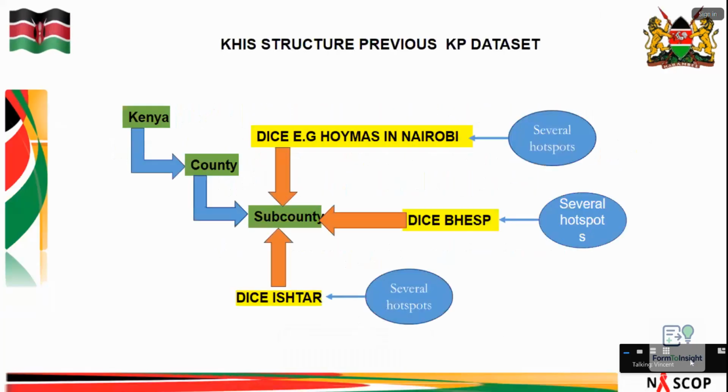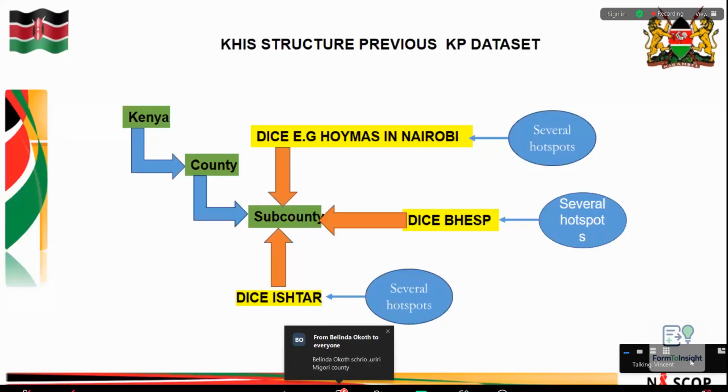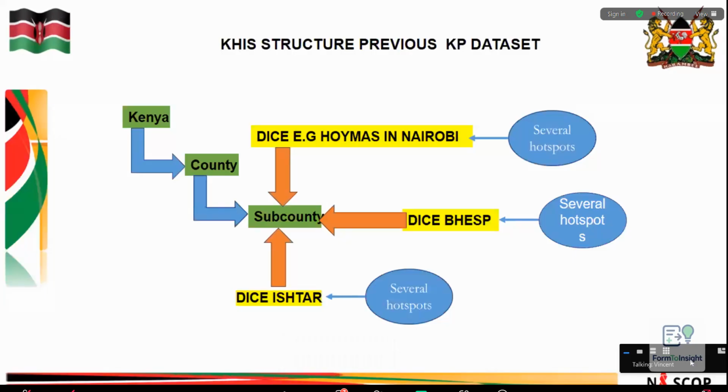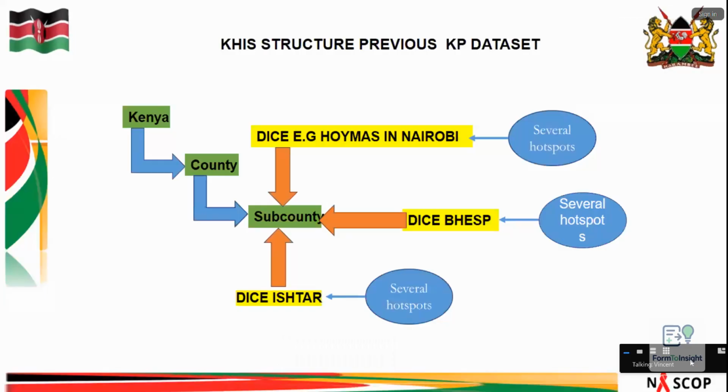So this is the previous KHIS structure where we used to report at sub-county level. You remember there was no need for the DICE to be physically located in the sub-county of implementation. So at the data entry screen on KHIS, you will log in at sub-county level, and then you will choose your DICE. And remember, the hotspots being the basic reporting structure for the KVP program, that means several hotspots for that program or implementing partner were aggregated and reported at sub-county level.